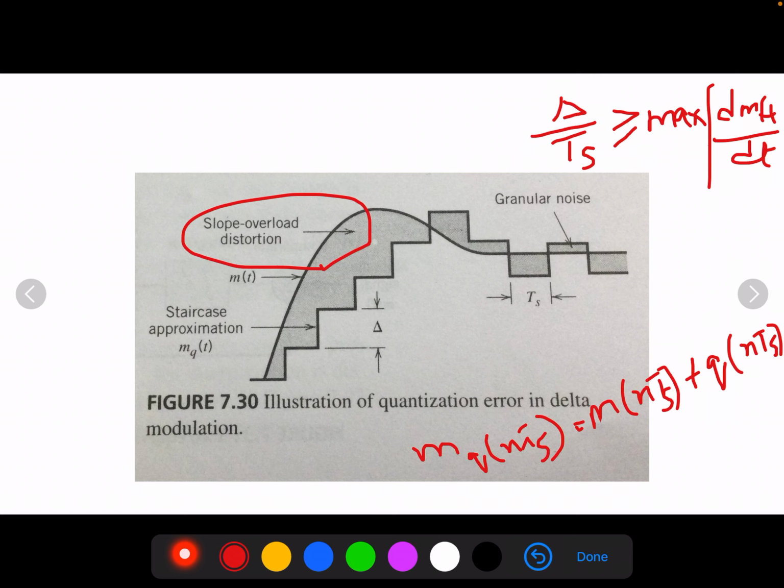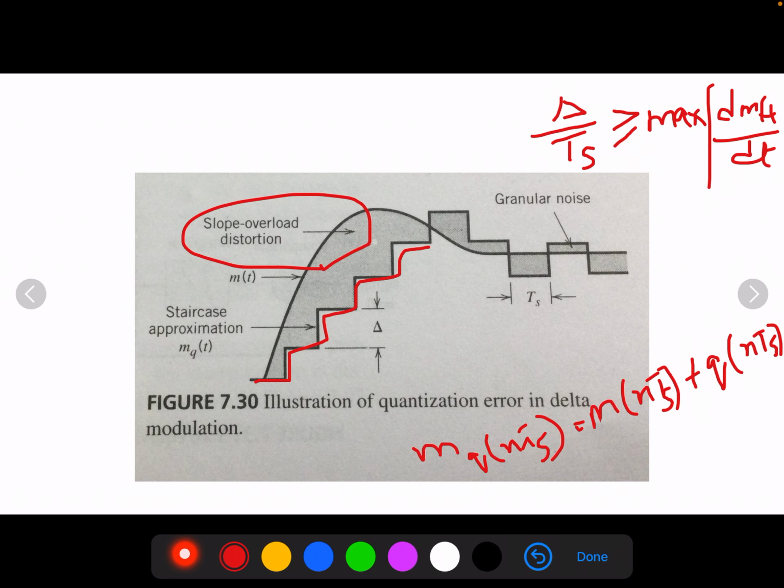Note that since the maximum slope of the staircase signal mq(t) is fixed by the step size delta, increases or decreases in mq(t) tend to occur along a straight line. For this reason, a delta modulator using a fixed step size is also referred to as linear delta modulation.